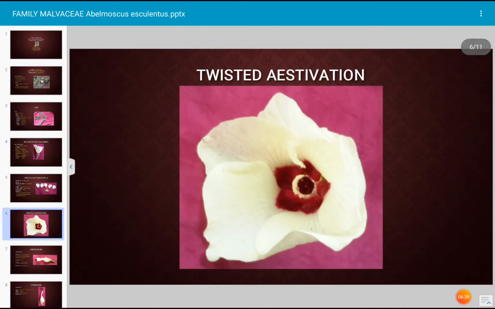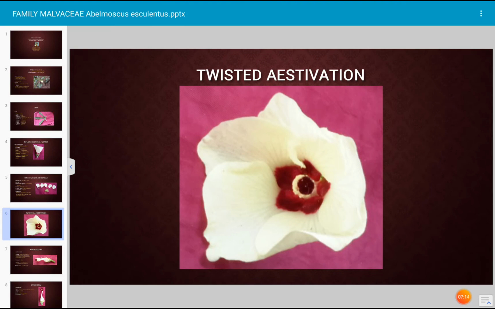This is the front side of the flower. We have tried to show you twisted aestivation. In twisted aestivation there are 5 petals in the flower. Both the edges of one petal are totally inside, both the edges of one more petal are totally outside, and the remaining 3 petals are arranged alternately, one edge outside, one inside, one outside, one inside, like this. Such arrangement of the petals in the flower is described as twisted aestivation.